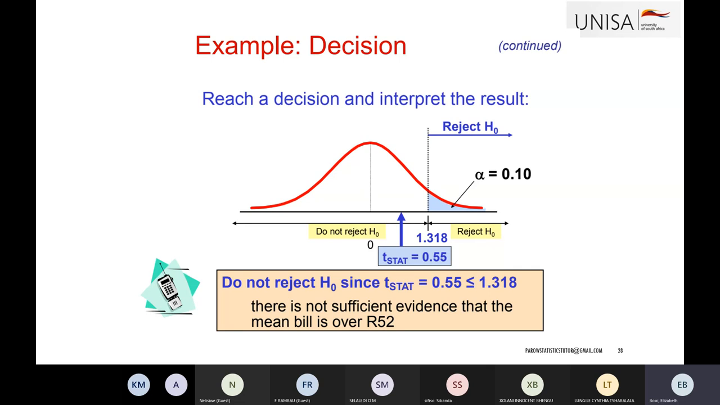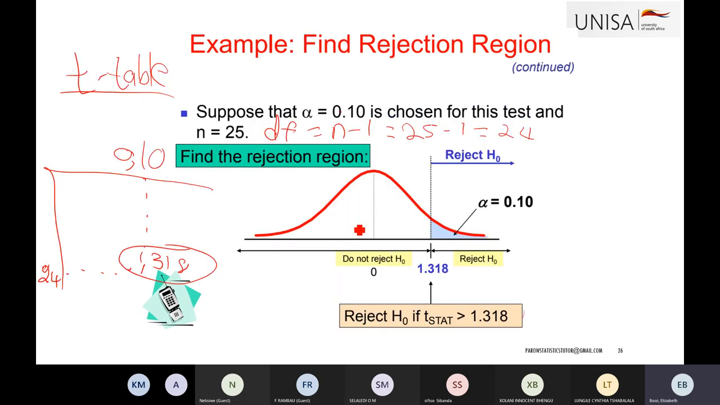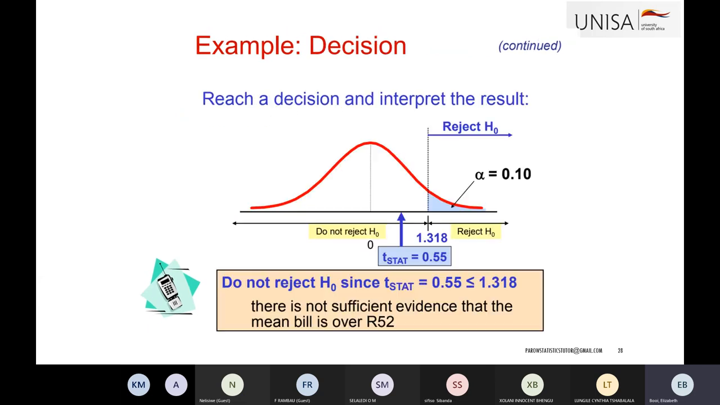Remember, we got the test statistic of 0.55. We need to take this and take this critical value region and go and locate where 0.55 is. 0.55 falls in the do not reject area. So we do not reject the null hypothesis since our test statistic of 0.55 is less than our critical value of 1.318. There is no sufficient evidence that the bill mean is over 52 rand.